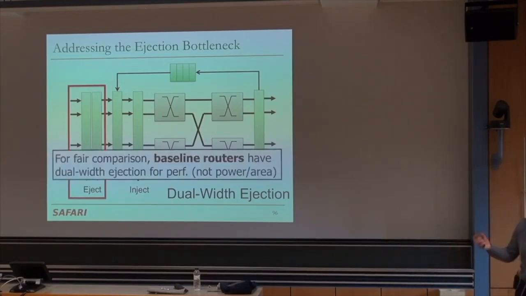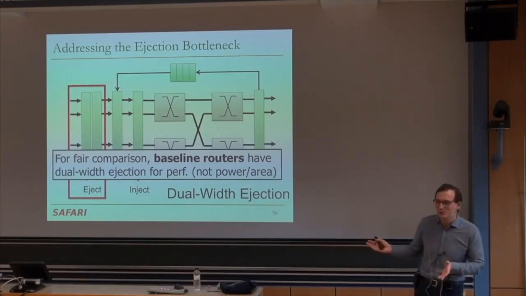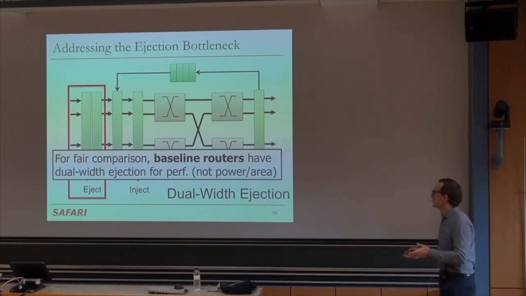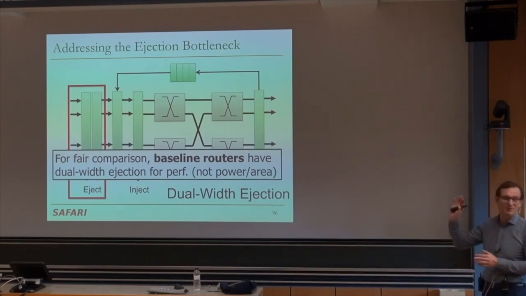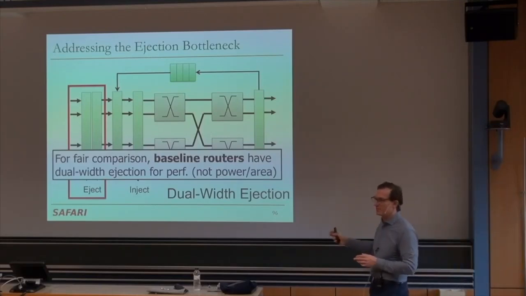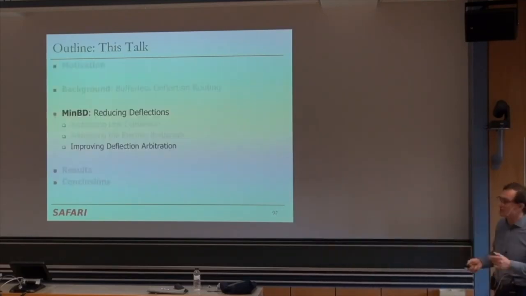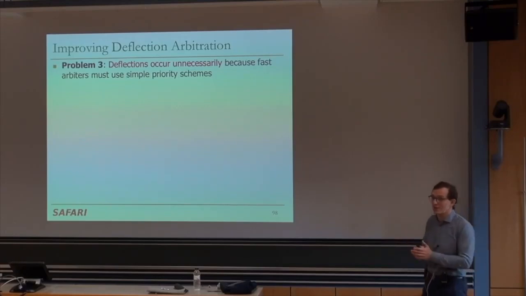Okay, so of course the question is, what if you have this in the baseline buffered routers, right? If you have this dual ejection in the baseline, what does it help? Actually, it doesn't help much. There's no reason to have this 2-wide ejection in buffered routers because buffered routers don't run into this problem because they don't deflect. Right? They buffer things. As a result, the help that you get from this is much higher in a bufferless network or in a deflection-based network. Okay, the last one is improving deflection arbitration. Basically, sometimes you incur unnecessary deflections because you use simple priority schemes in the router.